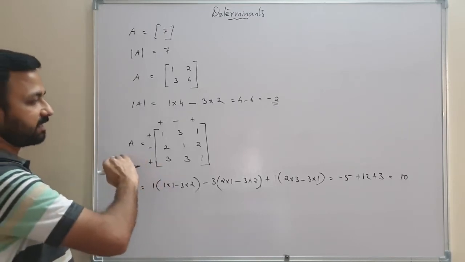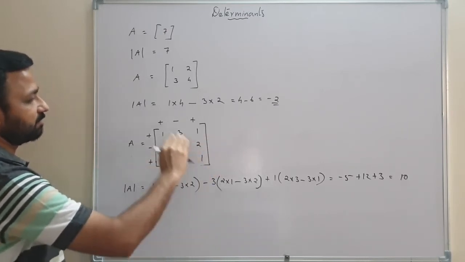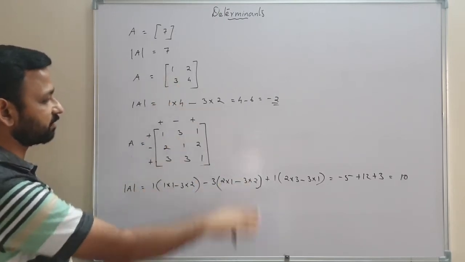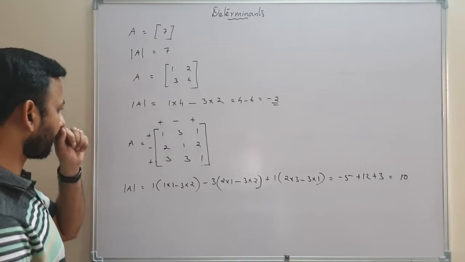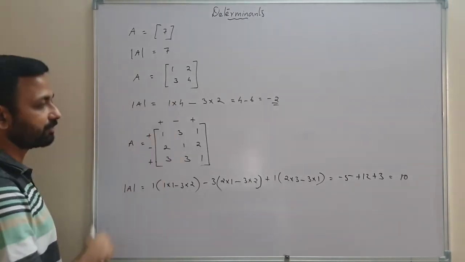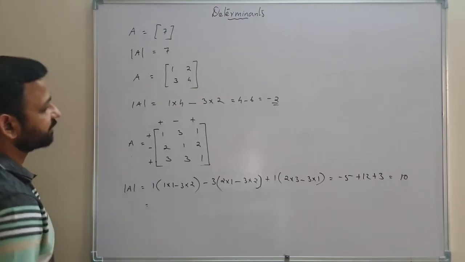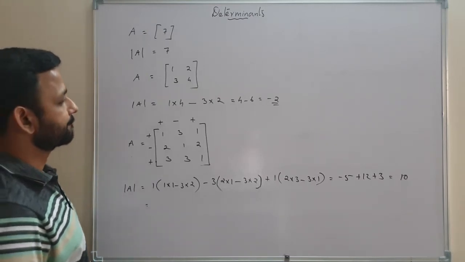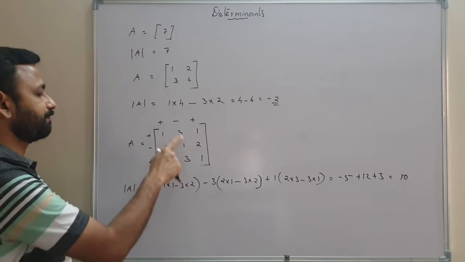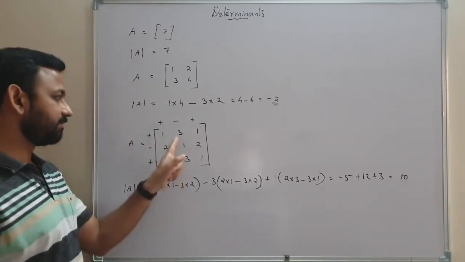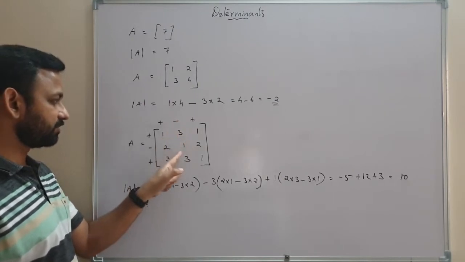Similarly, we can find the determinant by using the second row, third row, first column, second column, third column, etc. I will explain one more method, using the second column, to find a determinant. If you are using the second column, then the signs will be negative, positive, negative. Negative, because this is the sign pattern: negative, positive, negative.